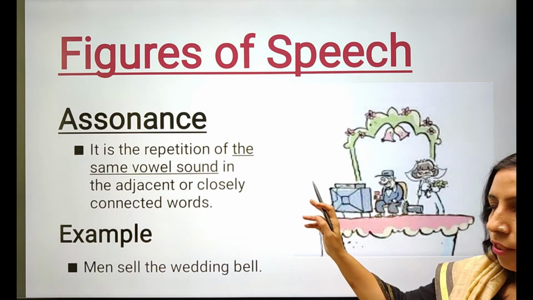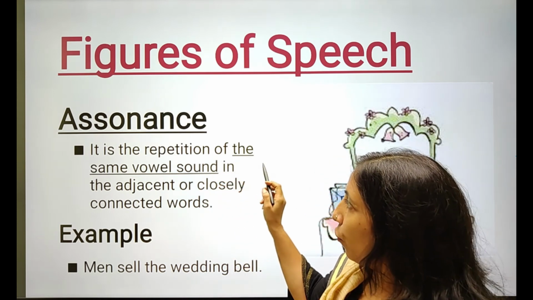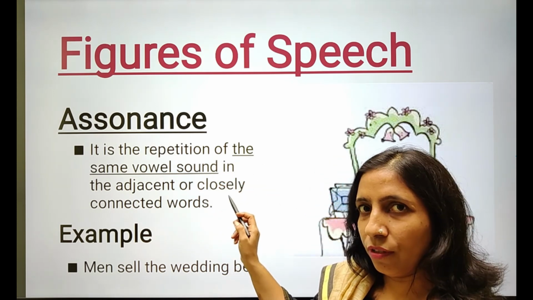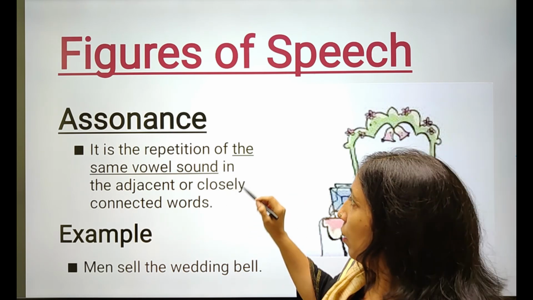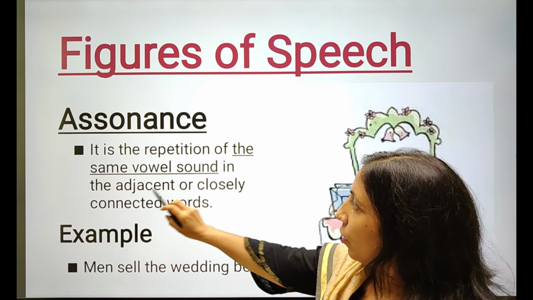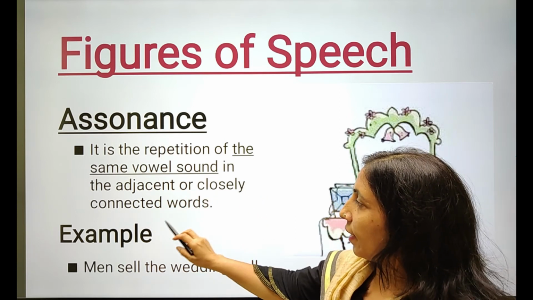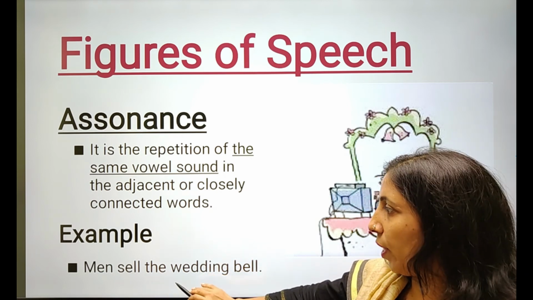Here you see assonance. This is the third one. It is the repetition of the same vowel sound. Focus. This is the repetition of vowel sound. So just keep it in your mind. And this repetition is made in adjacent or closely connected words. This example can help you understand the concept well.